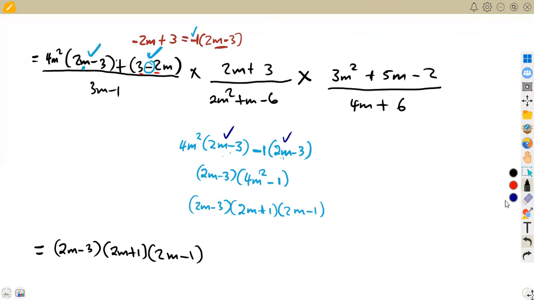Okay. All right. Now we move on to this one. Is there anything that we can do? Nothing you can do. So you're just going to write it as 3m minus 1. All right. Times. What about 2m plus 3? Is there anything that we can do? There's nothing here also. So you're just going to rewrite it.